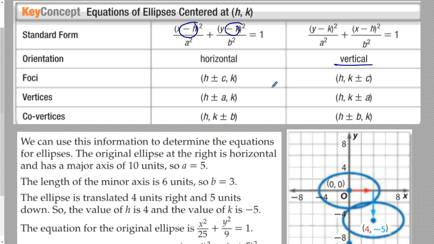The foci are at h plus or minus c, k, plus or minus just because if you're going left or right to the focus. Notice in the vertical one, it's k plus or minus c because we're going up or down, just like in the example we just did.